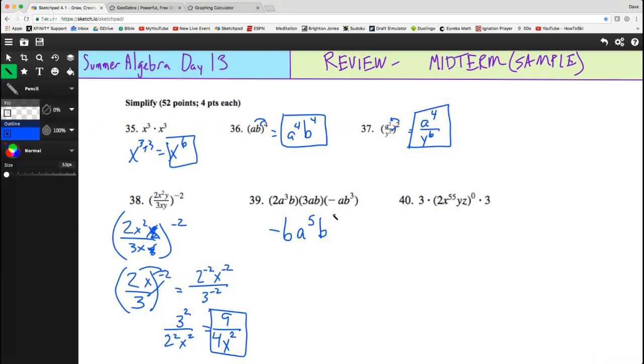Whoa, what is this? This crazy big thing. Oh, but that's just a 1. Anything to the 0 power is just 1. So that's 3 times 1 times 3, or just 9. Wow, zero power is cool because it makes problems simpler.